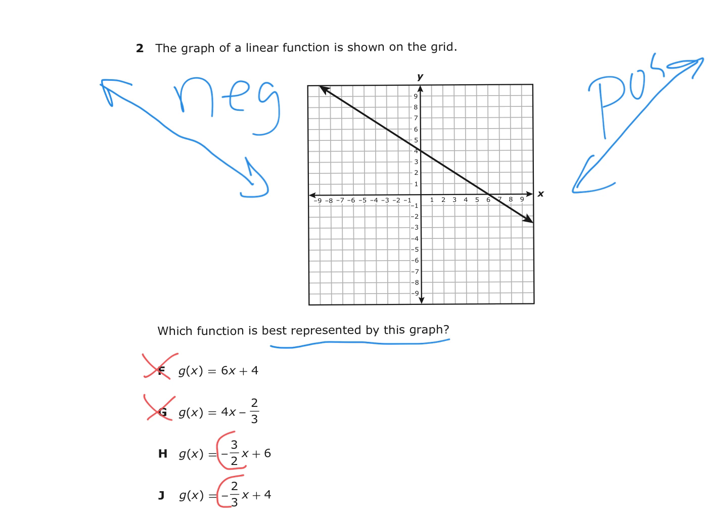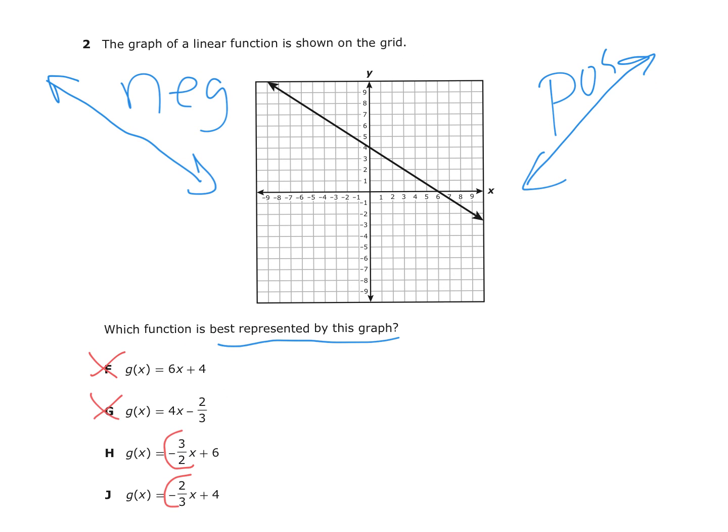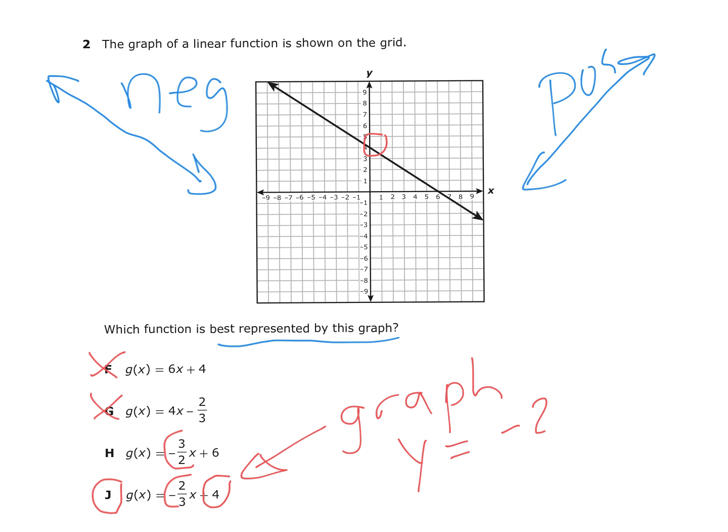Let's take a look at the y-intercept. It looks like the y-intercept is at 4, and right here you have a plus 4. So it looks to me like the answer should be J. As a way to check, you want to graph this line on your calculator. You can graph y equals negative 2/3 x plus 4 and compare it to this line, and you'll see that it's exactly the same. You'll notice that the y-intercept is at 4 and the x-intercept is here at 6. So you have a negative slope, negative 2/3 x plus 4. The answer was J for number 2.